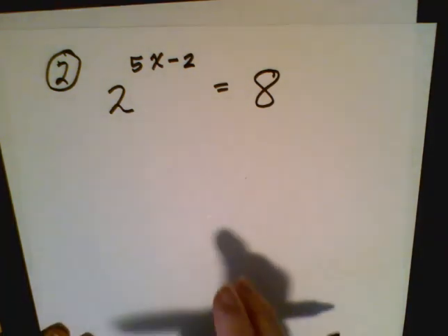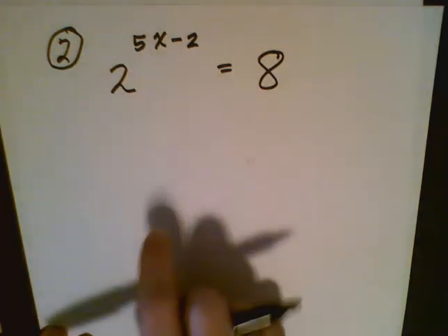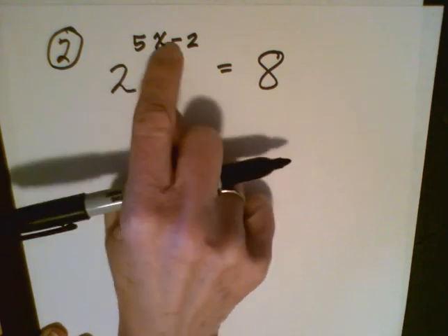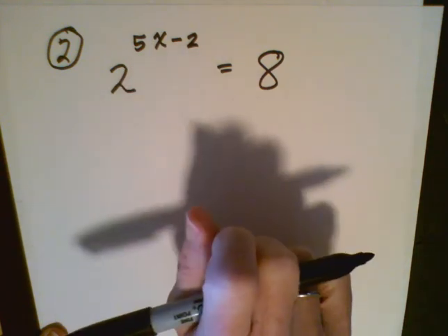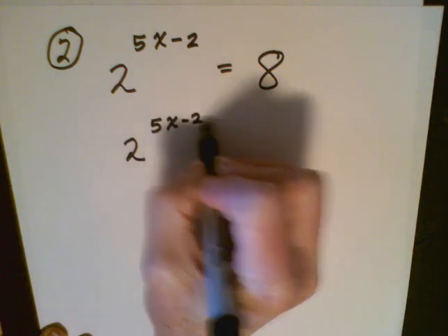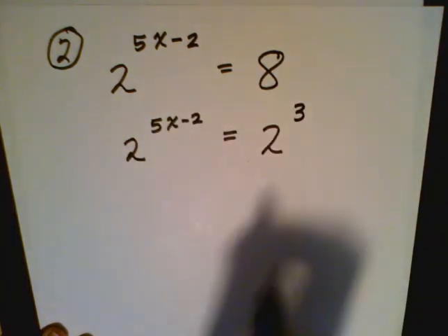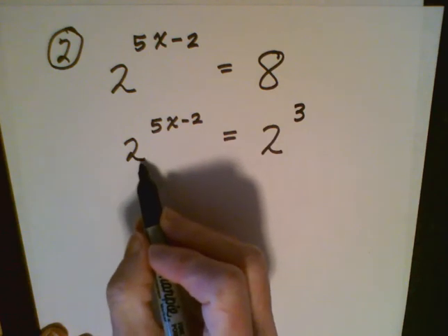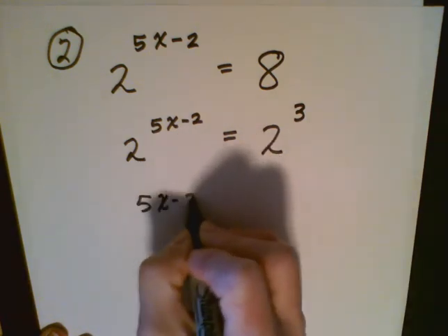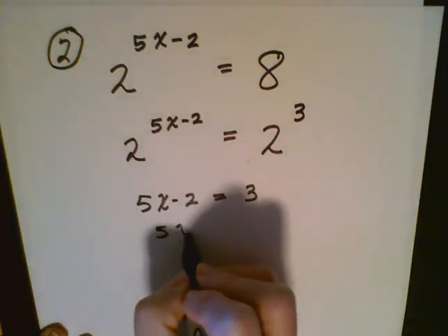Using your calculator, a lot of times you're going to want to get your calculator and just play around for a minute and see what power perhaps can I raise 2 to get 8. Is that possible? And yes, it is. 2 to the 5x minus 2, I would say, is equal to 2 cubed, because 8 is 2 cubed. Now I have my a to the u equals a to the v, so u equals v. And now I solve for x.